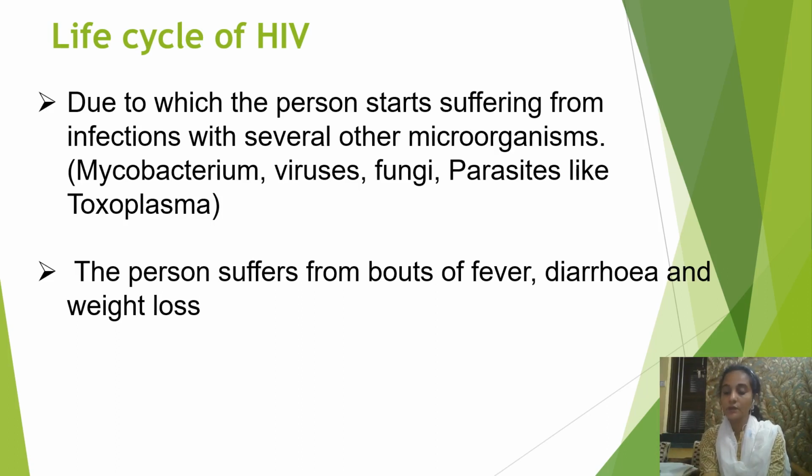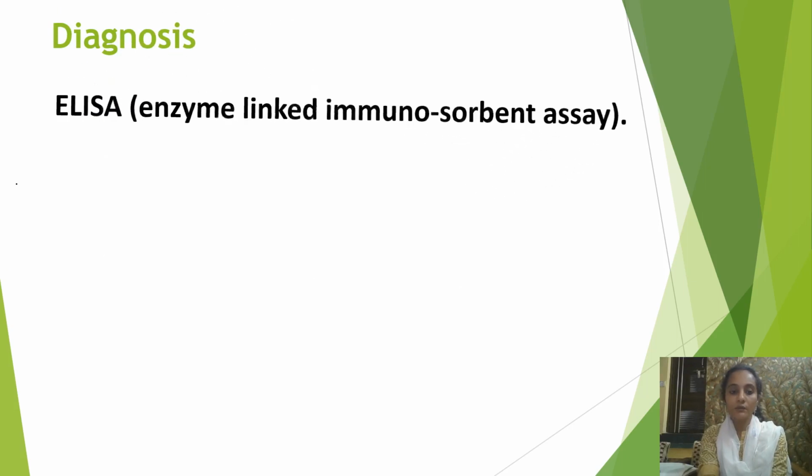What do you mean by the word syndrome? A group of symptoms will be shown, because that body has been attacked by lots of microorganisms like mycobacterium, viruses, fungi, and parasites like toxoplasma. Clear? And the main symptoms shown at that time might be bouts of fever, sometimes diarrhea, and sometimes weight loss. Okay, now the disadvantage is that even though we are showing symptoms like fever and diarrhea, we don't think that our body contains the HIV, because these are normal symptoms that some other diseases can also share. Okay. So this is about the life cycle of the AIDS virus.